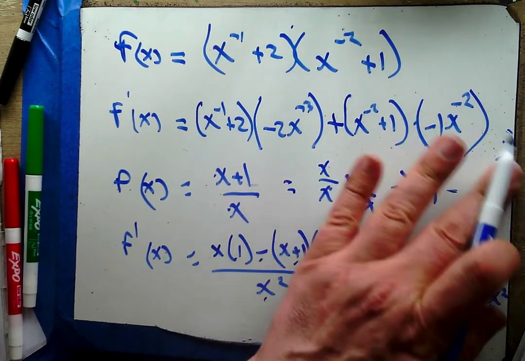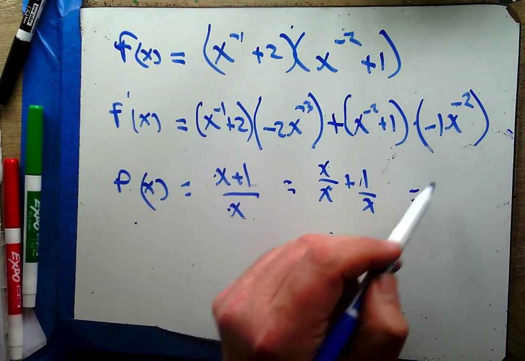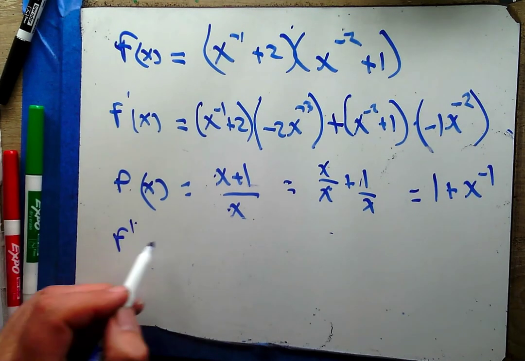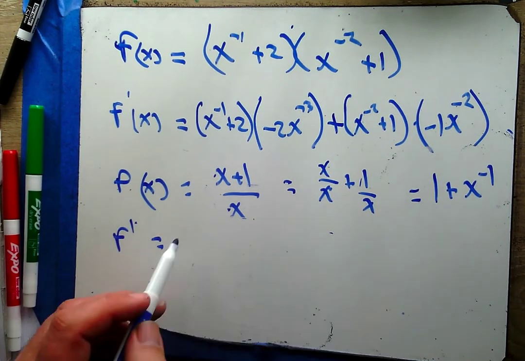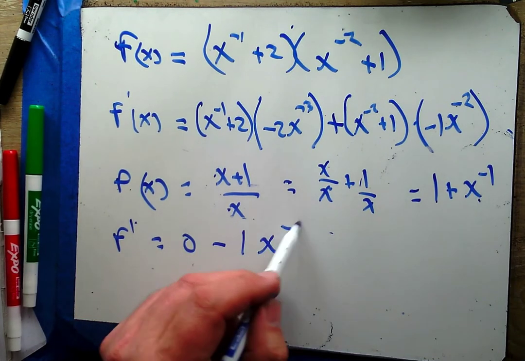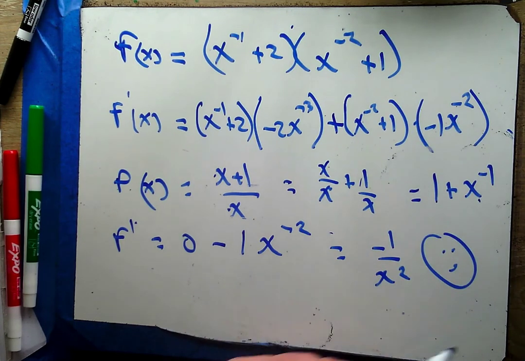Oh, silly me. So this is the function, right? 1 plus x to the minus 1. But now I take the derivative of that function. The derivative of 1 is 0. And the derivative of this would be minus 1x to the minus 2, or negative 1 over x squared. See, we do get the same. Okay, good.